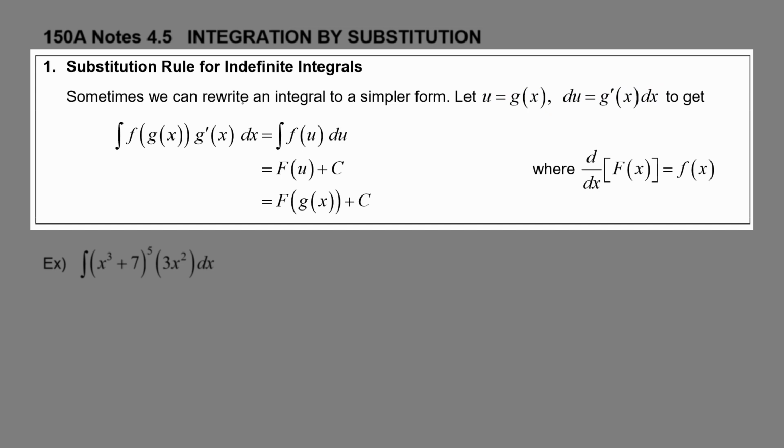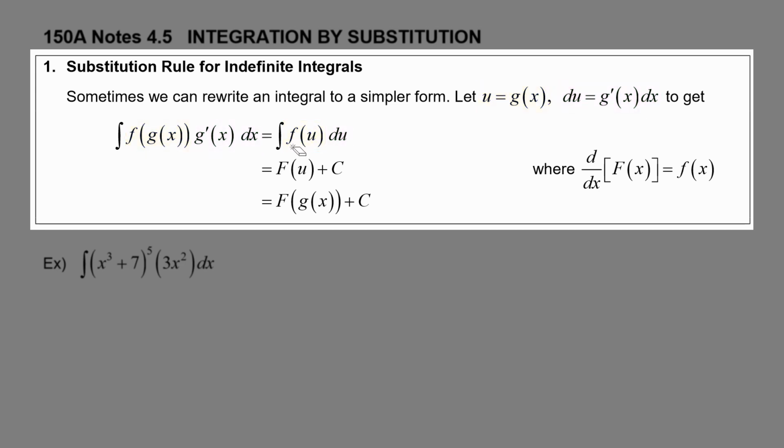If we have a complicated integral, so here we have the integral of f of g of x, so we have a composite function, times g prime of x dx. Now here's the substitution. If we let u equal g of x, then f of g of x becomes f of the u variable. The u variable replaces g of x. Then because du would be g prime of x dx, that means we can replace g prime of x dx with du. And now we have a much simpler integral to do.